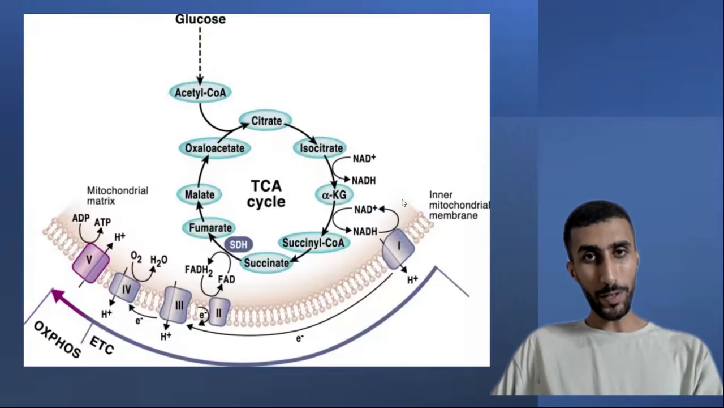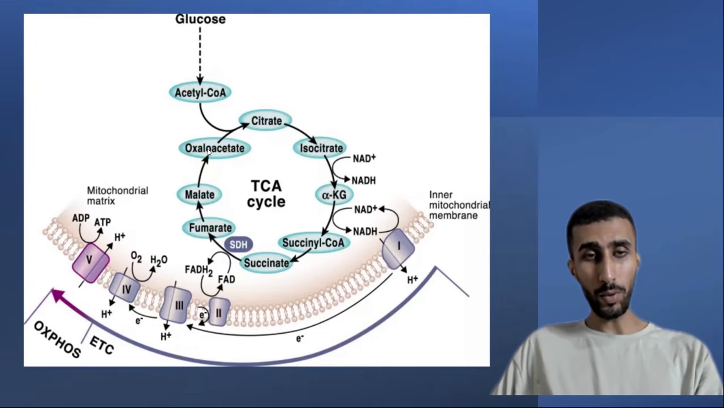So we are going to talk about the tricarboxylic acid cycle. This is very high yield for ATP production. The whole thing behind this process is the production of ATP from ADP. So ADP is converted into ATP on the electron transport chain.